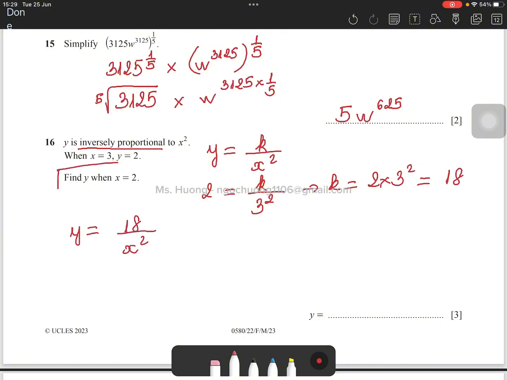The question is find y when x equals 2. So I'll substitute x equals 2. 18 divided by 2 squared, which is 4. So 18 divided by 4 is 9 over 2. Or you can write 4.5.